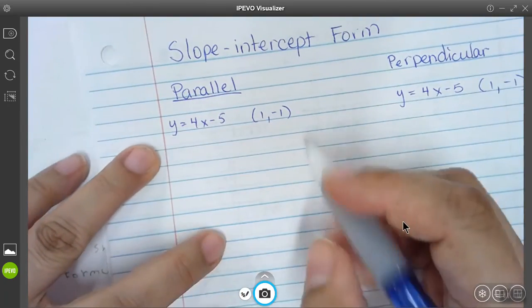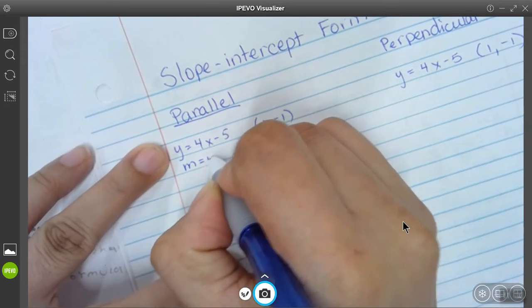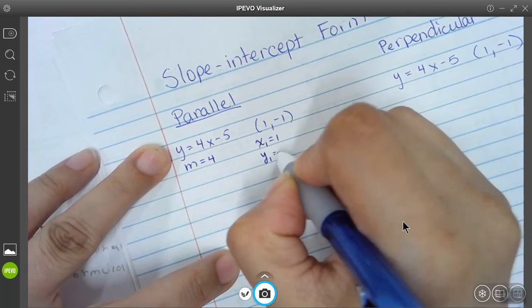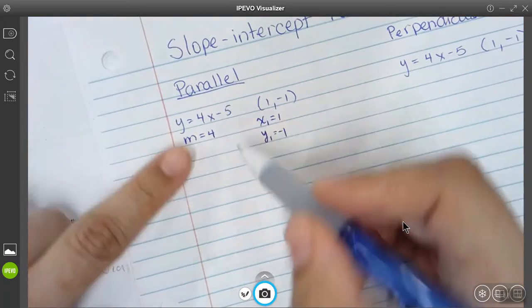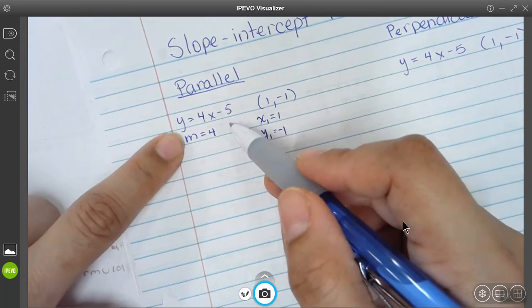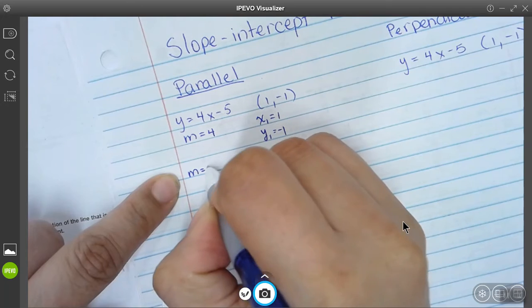Okay, so we'll do parallel first. What do we know about parallel? This line has a slope of 4, right? x1 equals 1, y1 equals negative 1. All right, so we want a line that's parallel. What do we know about parallel lines? Parallel lines have the same slope. So our new slope is going to be 4.